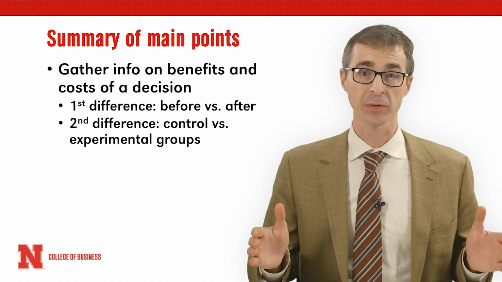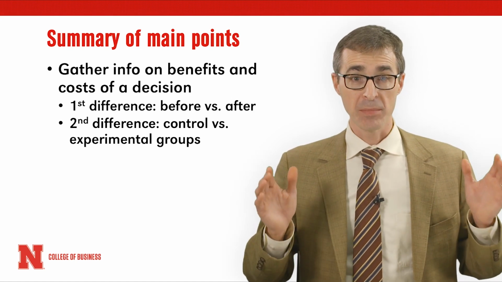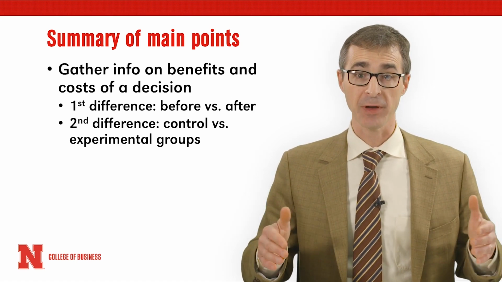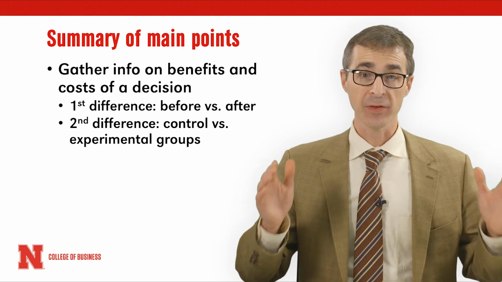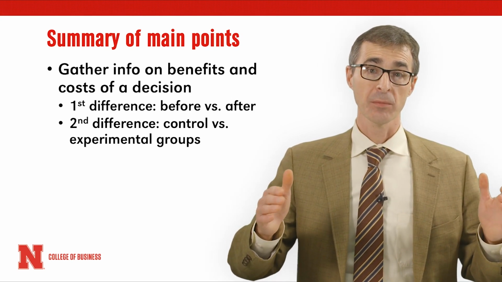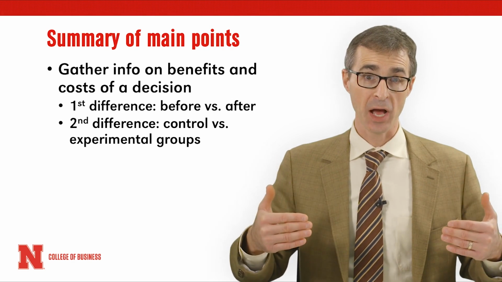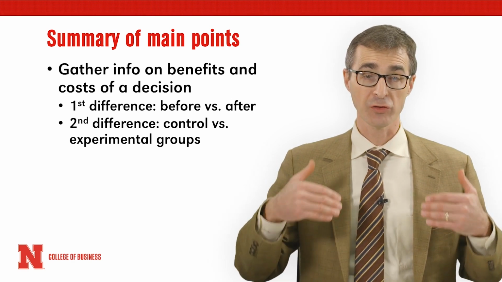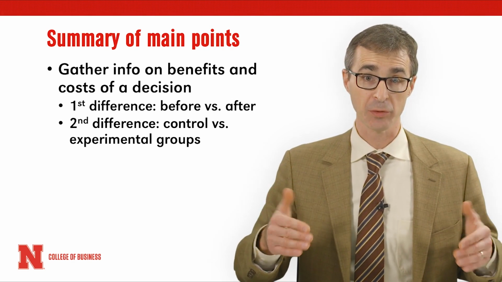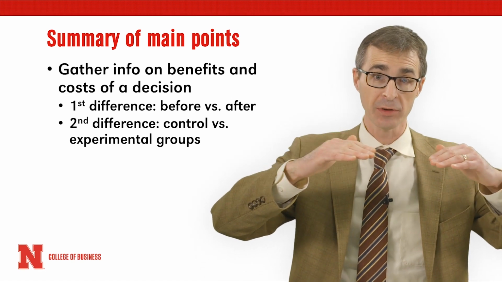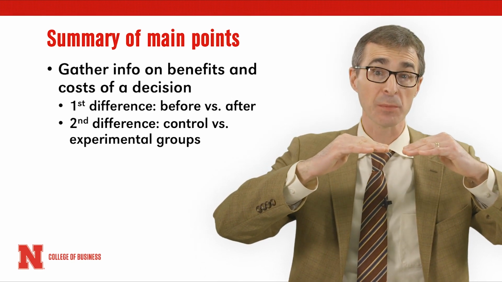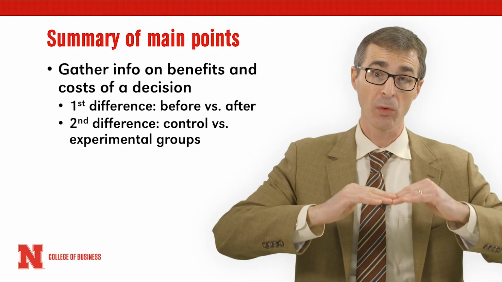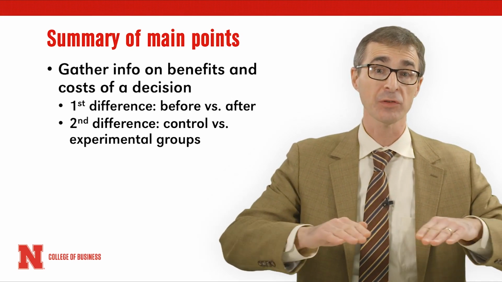The first difference comes from measuring the economic effect before versus after a decision or event. And the second difference comes from measuring the impact economically on two different groups. A treatment group or experimental group that receives some kind of new methodology or to which something is done, and a control or a placebo group that receives no change.